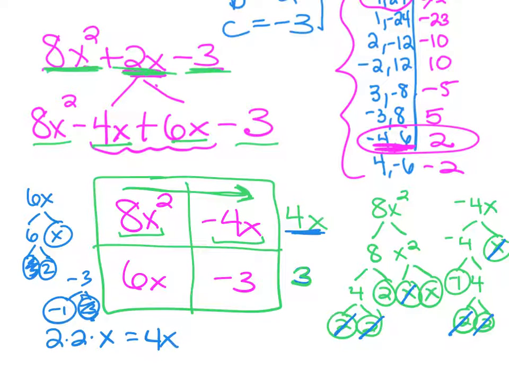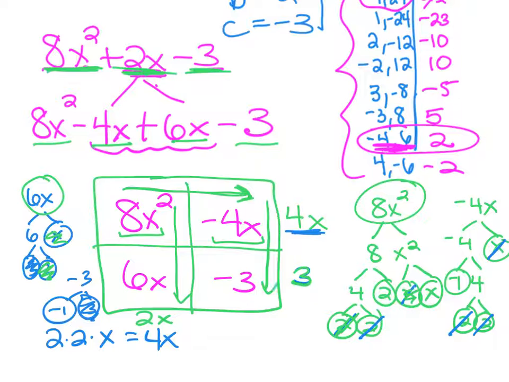If I look at 8x squared and 6x, my common factor is going to be a 2x. If you look at the factor tree for 6x and 8x squared, they would have a 2 in common, and they would have an x in common. And then lastly, looking at -4x and -3, because both terms are negative, we are going to indeed factor a negative out. The only number in common is a negative 1 here. So 4 and 3 have a common factor of 1. They're both divisible by 1.